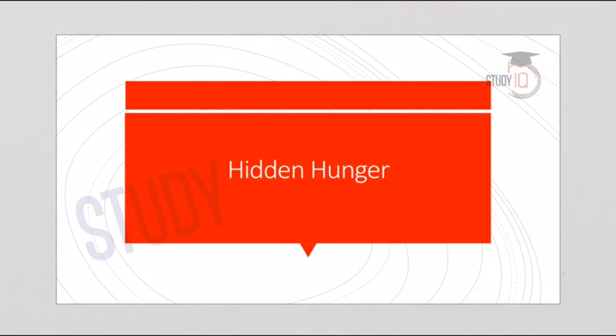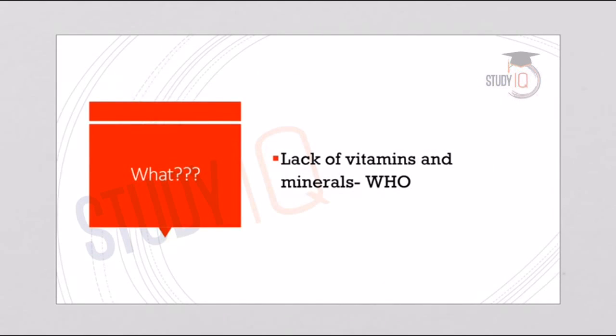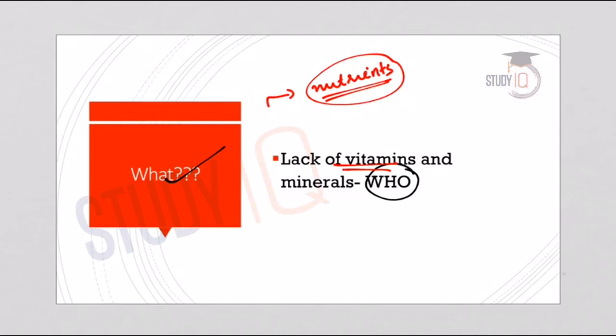I am Joycey Joy and today in this lecture we will discuss hidden hunger. First of all, let us understand what hidden hunger is. According to WHO, the World Health Organization's definition, hidden hunger is the lack of vitamins and minerals. So, hidden hunger occurs when the quality of food people eat does not meet the required nutrients. This inadequacy means the food is deficient in micronutrients like vitamins and minerals. So, hidden hunger means lack of vitamins and minerals.